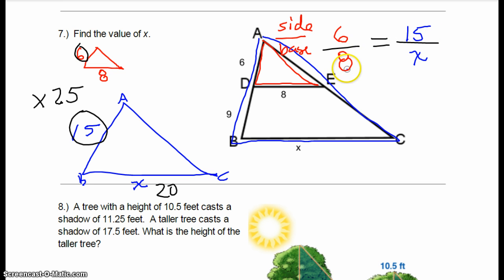15 times 8 divided by 6 will give me 20. Either way, I'm going to get 20. So I could solve with scale factor, I could solve with a proportion.